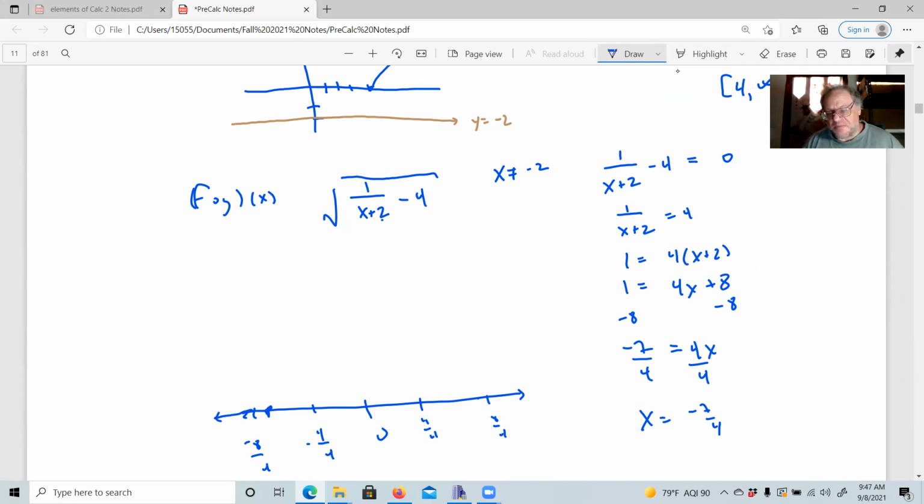Here's our 0 point, right? And if I pick anything one way or the other, we'll see. So what if we put 0? 1 for 0 plus 2 minus 4. So this is 1/2, minus 8/4, right? Sorry, so 1/8. So 1/2 minus 8/2, this is a negative number.